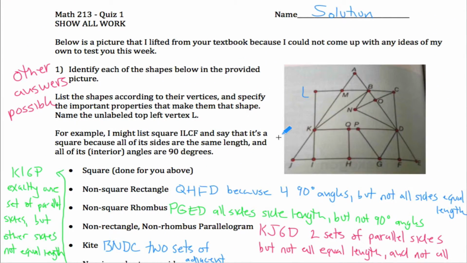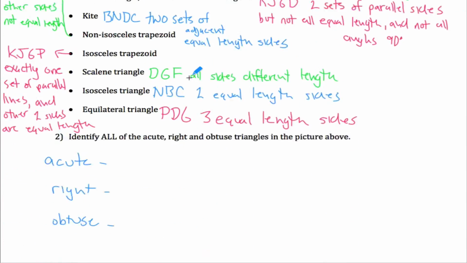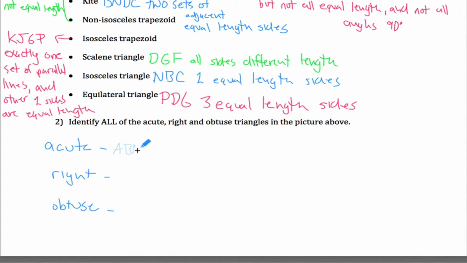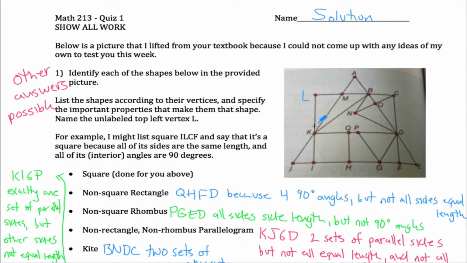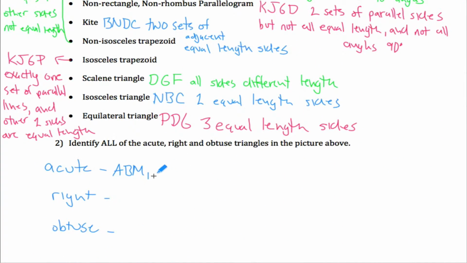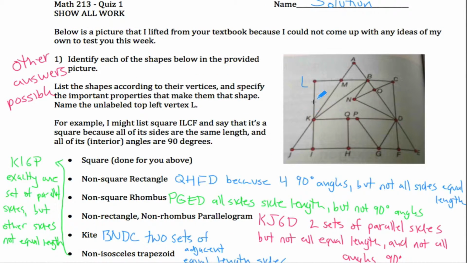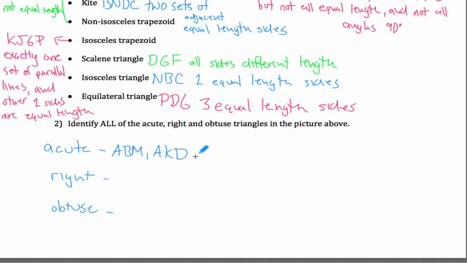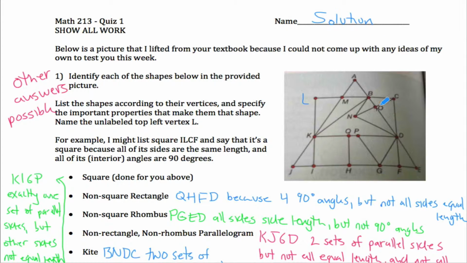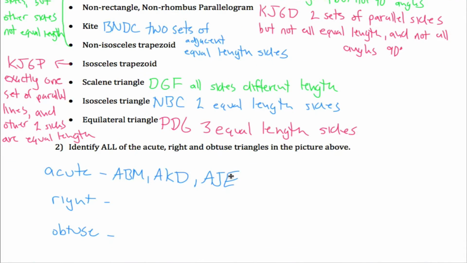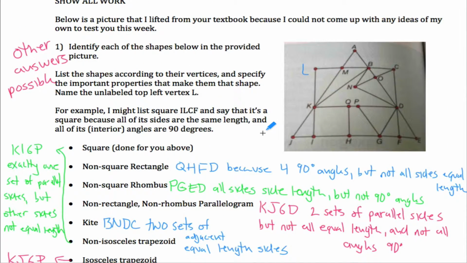So let's first look for acute. ABM would work. What else would work? AKD would work. Anything that's an equilateral triangle is going to work. AJE would work. Anything else that's acute in here? That looks like a right triangle. That looks like a right triangle. That looks like an obtuse triangle. Here's another one. NCD would work. No, I'm sure I'm going to miss some. This is a terrible problem.